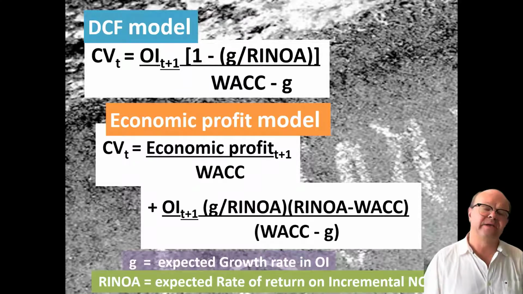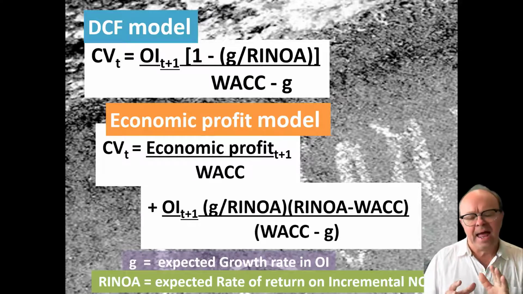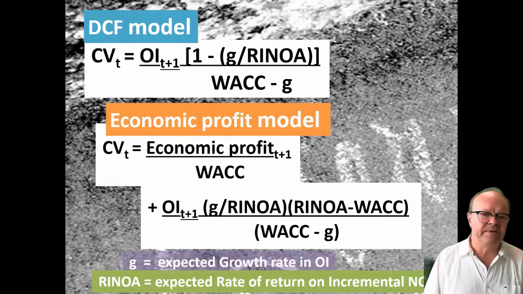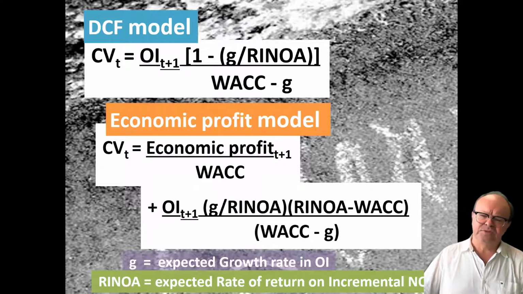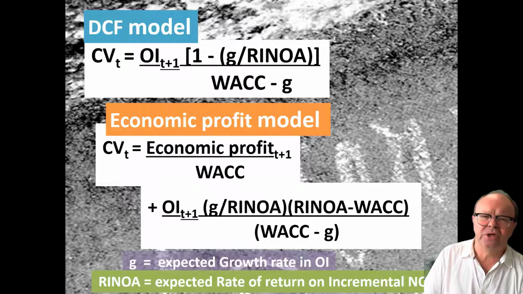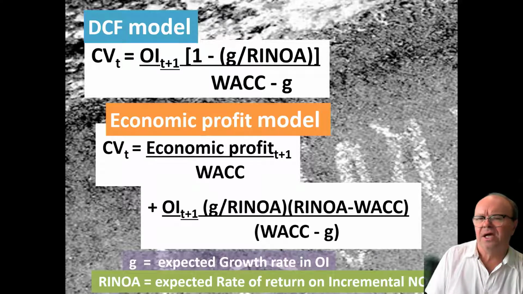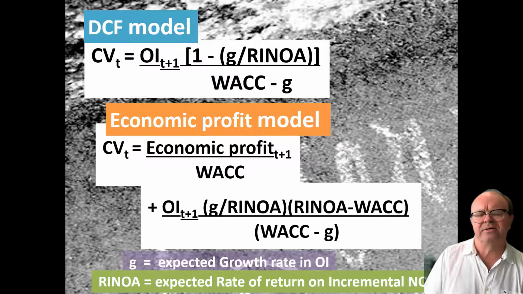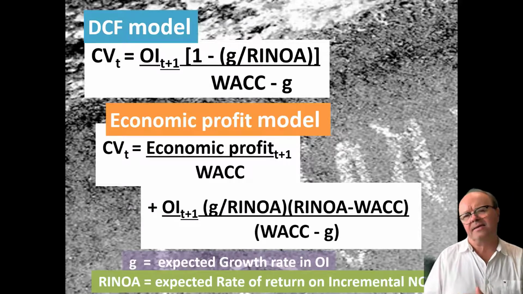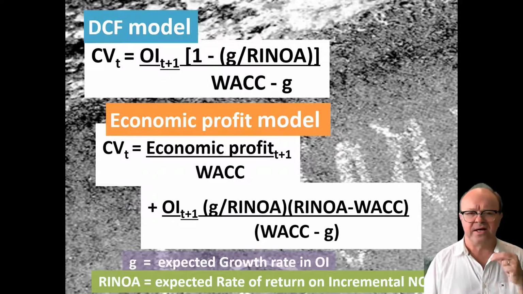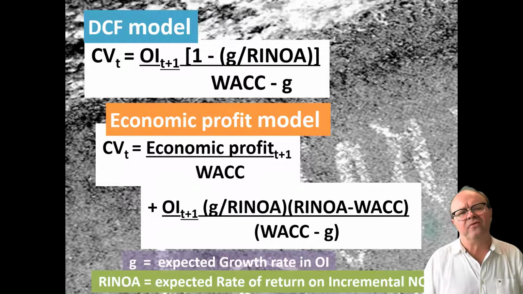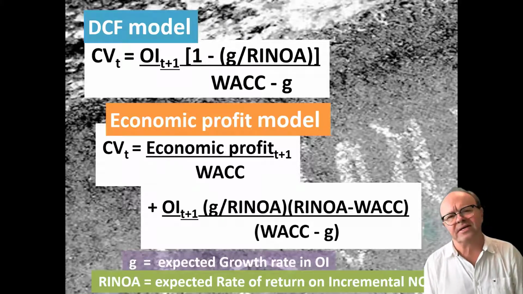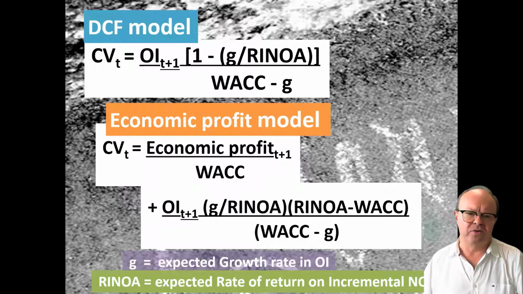We're going to be forecasting for 5 years, and that will be our forecast horizon. But of course, our firms can be expected to go on a lot longer than 5 years. And so what happens there? So we'll be using a continuing value to encapsulate our assumptions about what we expect may happen after our forecast horizon. Now, here are the formulas for the continuing value, both under the DCF, discounted cash flow model, and the economic profit model.